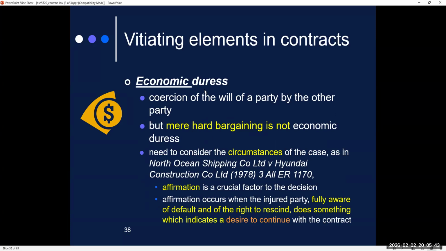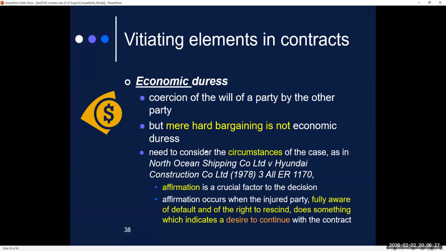The third type, economic duress, is comparatively common in today's commercial environment, involving some cases of coercion. But mere hard bargaining is not economic duress. Now, if the two parties are just bargaining, so you want to sell it at 1,000 Hong Kong dollars, I want to have it at 900, right? Then the other party does not agree, how about 950, right? Then bargain again and again. This is just hard bargaining. It doesn't constitute economic duress, okay? It's not as serious as really a duress.